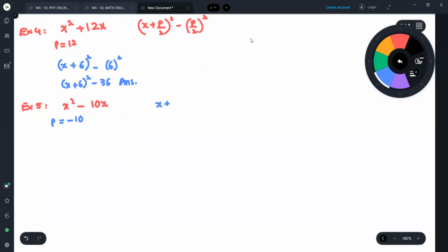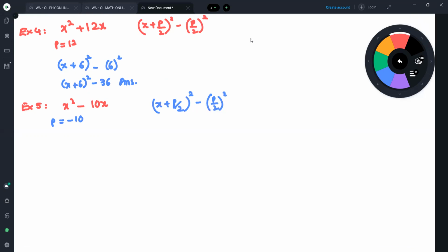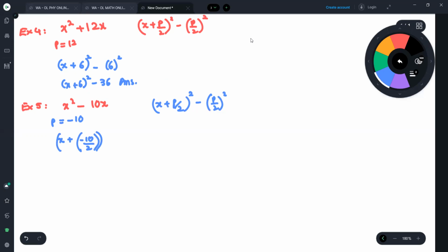So let's write down the formula again for you. It's x plus p upon 2 whole square minus p upon 2 whole square. But the problem is I have a negative value for p, right? So I'm going to write this down as x plus minus 10 upon 2 whole thing squared, minus 10 upon 2 whole squared.